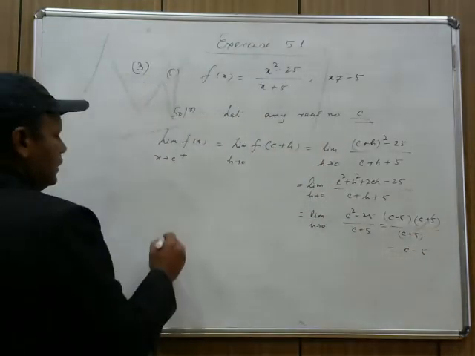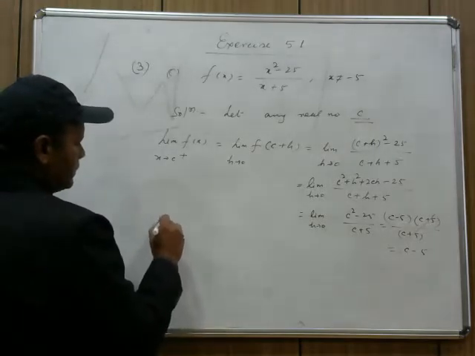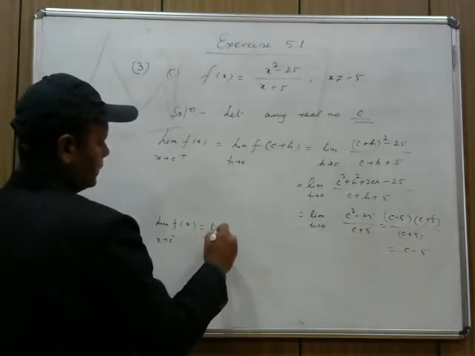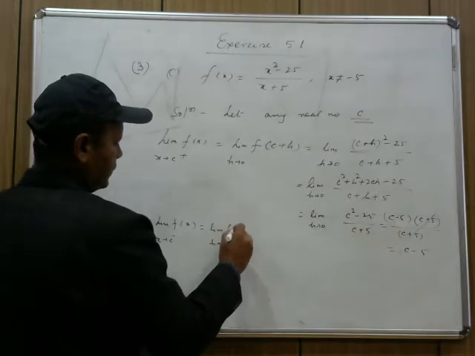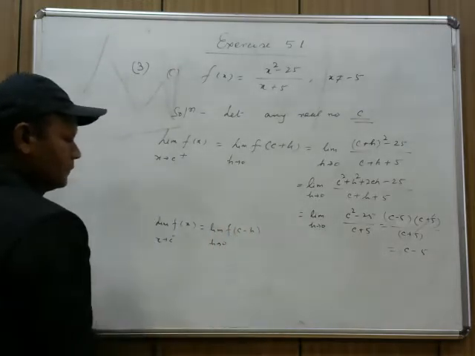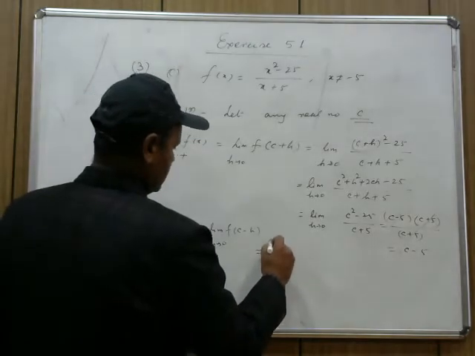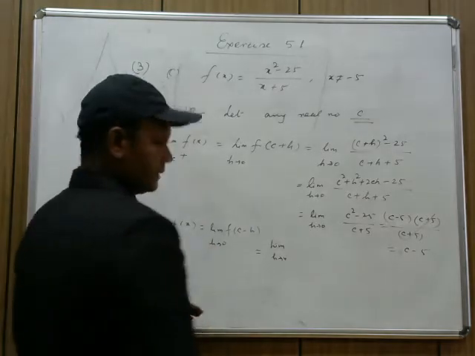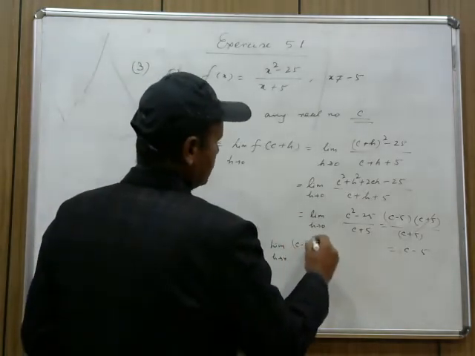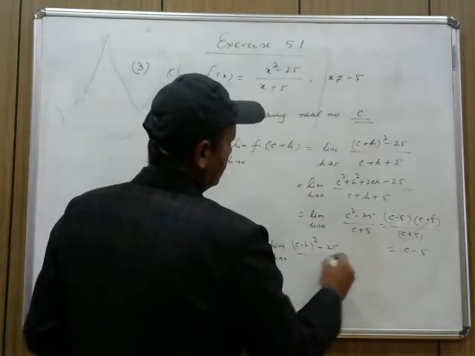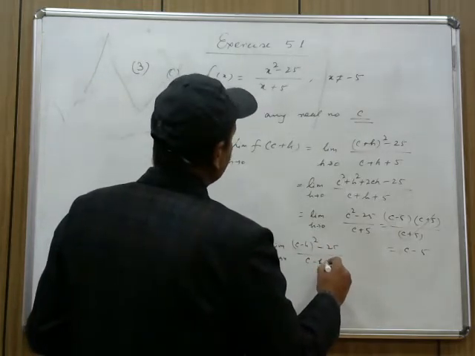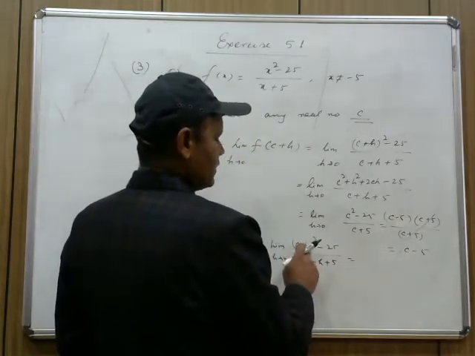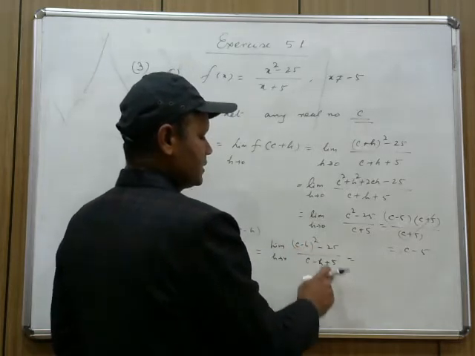If I now find out the left hand limit of f of x, x tends to c minus, that is equal to limit h tends to 0 f of c minus h, right? This is equal to limit h tends to 0, x will be replaced by c minus h, that means c minus h whole square minus 25 upon c minus h plus 5. This will give you again c square plus h square minus 2ch minus 25 upon c minus h plus 5.